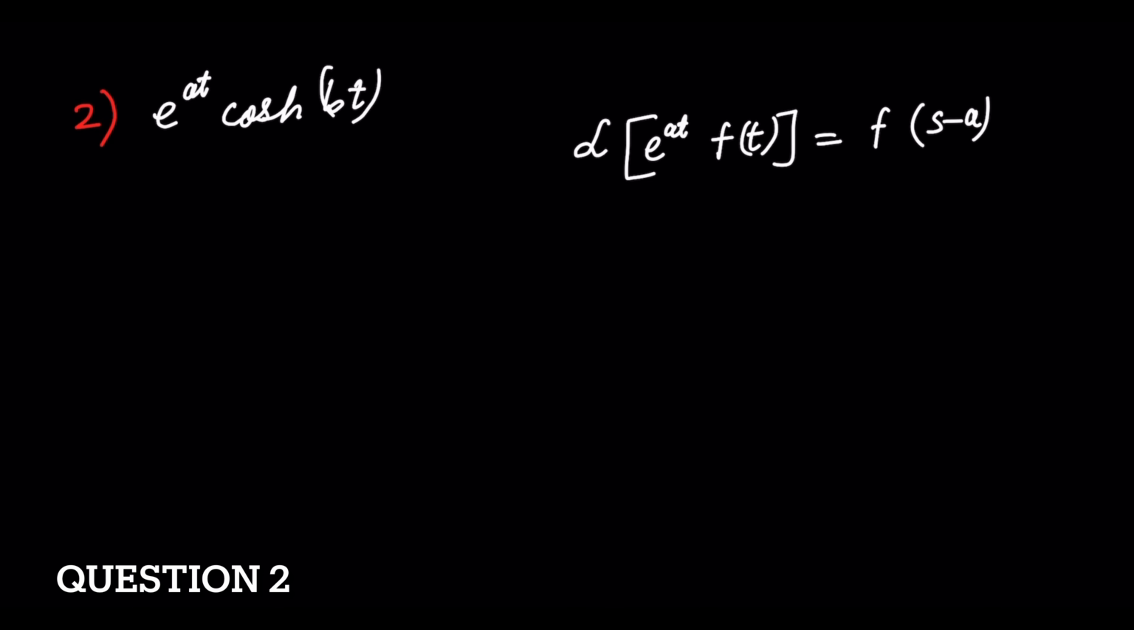Similarly, in this example, f of t is equal to cos hyperbolic of bt. So we'll be taking the Laplace transform of f of t first and then apply the shifting property onto it.